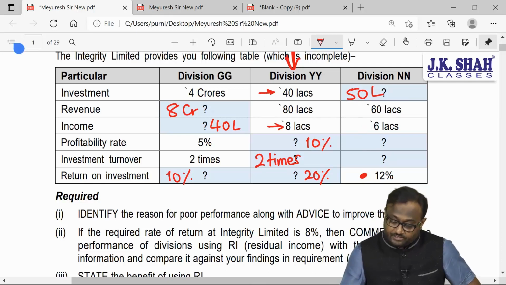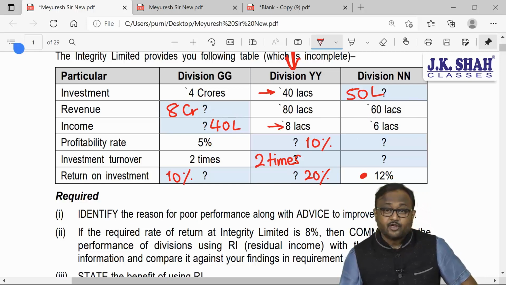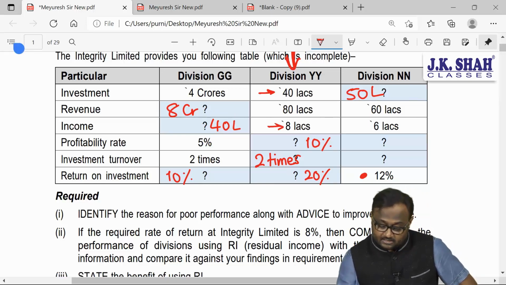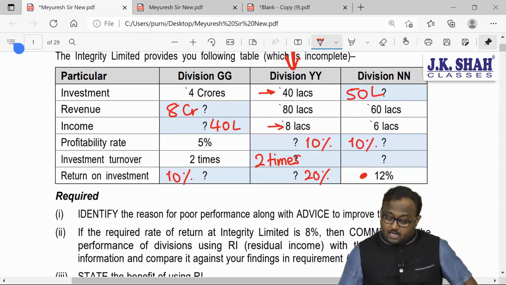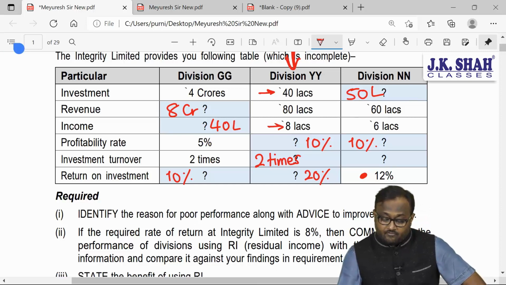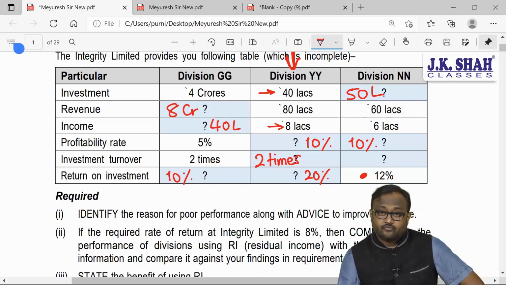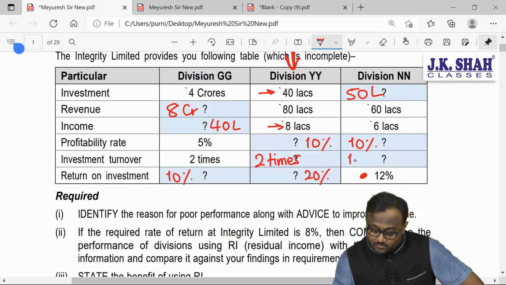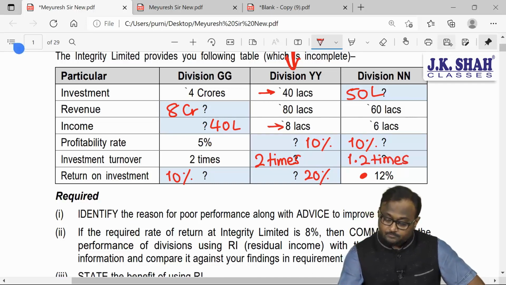Acha, profit 6 lakhs, revenue 60 lakhs. Profitability is 10%. And revenue is 60 lakhs with an investment of 50 lakhs. So, it is 1.2 times.